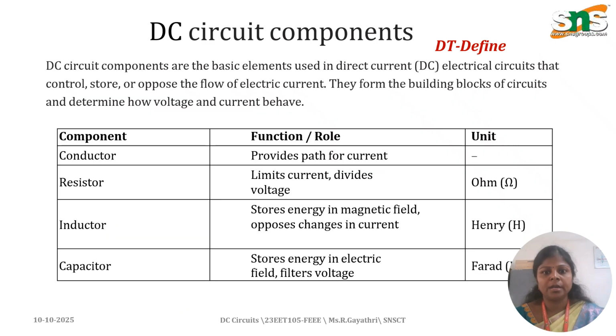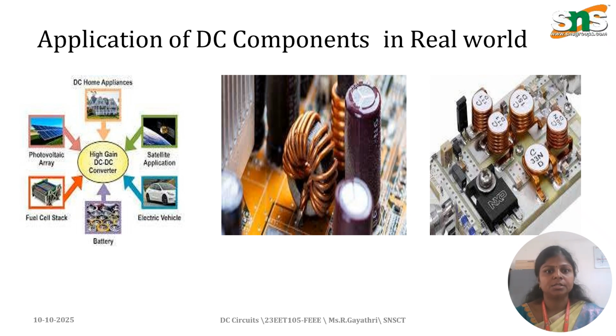Then coming to the definition, the DC circuit components are used in direct current. And coming to applications of DC components in the real world, they are used in converter circuits, oscillator circuits, motherboards and breadboards. In all the magnetic field storage purposes, the DC components are used in real-time applications.